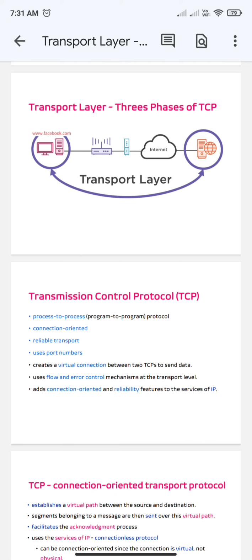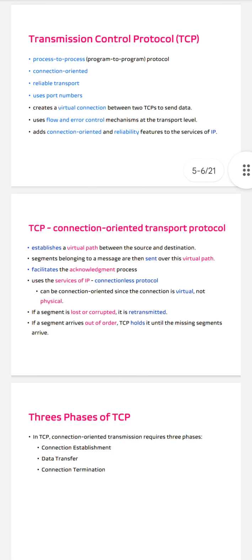TCP adds connection-oriented and reliable features to the services of IP. It establishes a virtual path between source and destination. The message is sent over the virtual path, which facilitates the acknowledgement process. IP is a connectionless protocol. The connection-oriented connection is virtual, not physical.